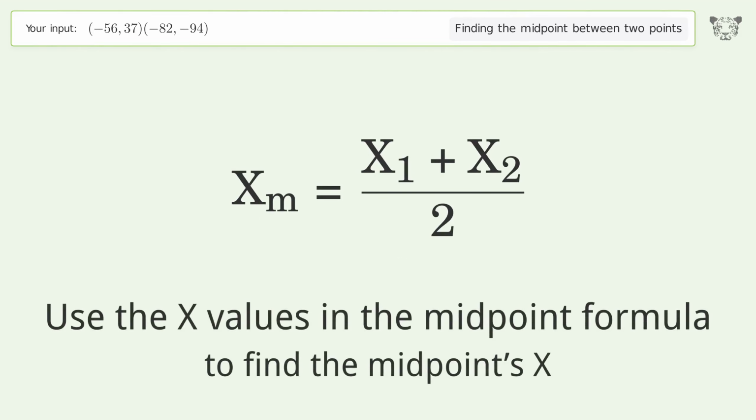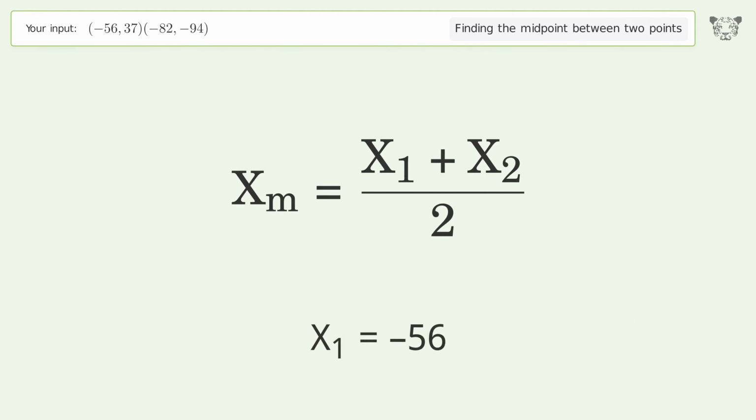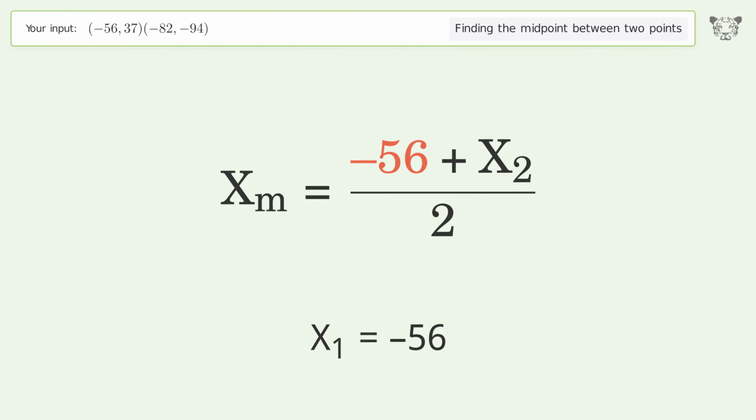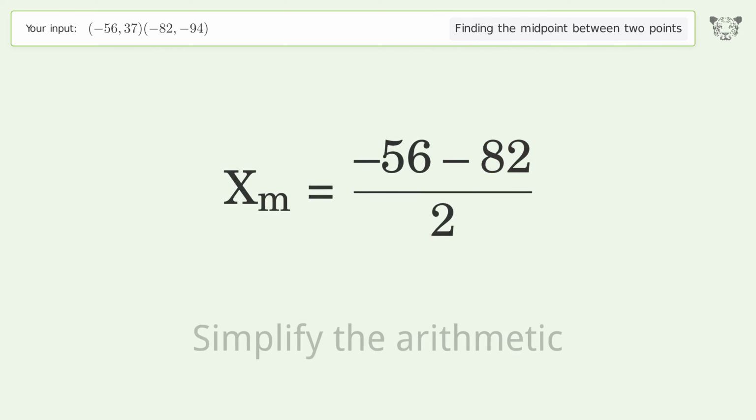Use the x values in the midpoint formula to find the midpoint's x. x1 equals -56. x2 equals -82. Simplify the arithmetic.